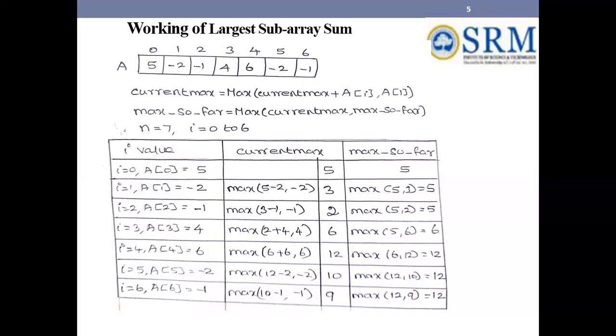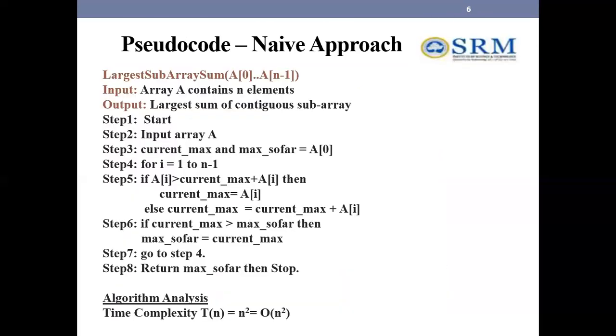This is based on the naive approach, the brute force approach. Then this is the algorithm for the naive approach. So what is that? Input is A of 0 to n minus 1, an array A containing n elements. Output is the largest sum, the single value, largest sum of a contiguous subarray. So first, the input array A. Initially we assign current max and max so far equal to A of 0. The first value is assigned as current max and max so far.